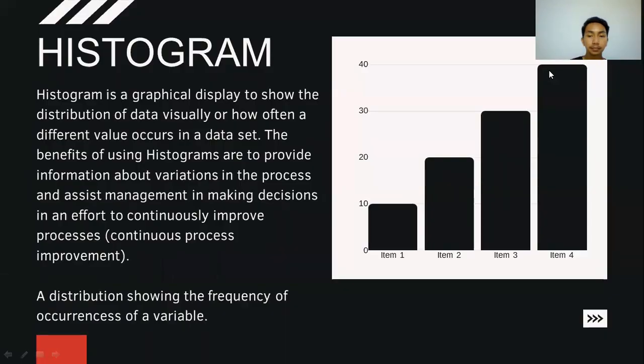Next is histogram. Histogram is a graphical display to show the distribution of data visually or how often a different value occurs in the data set. The benefits of using histograms are to provide information about variations in the process and assist management in making decisions in the effort to continuously improve processes, or continuous process improvement. Or on the other hand, we can call it a distribution showing the frequency of occurrence of a variable.